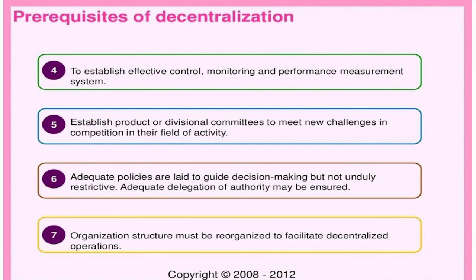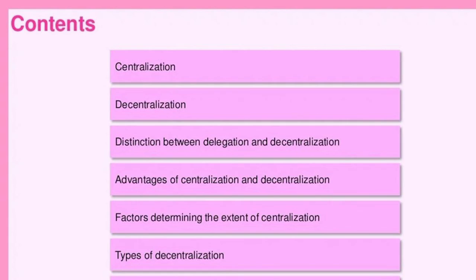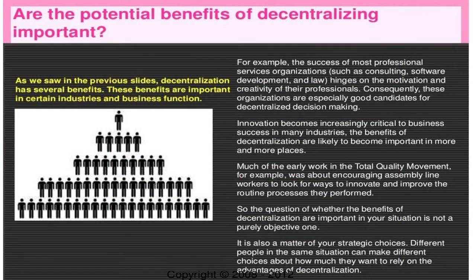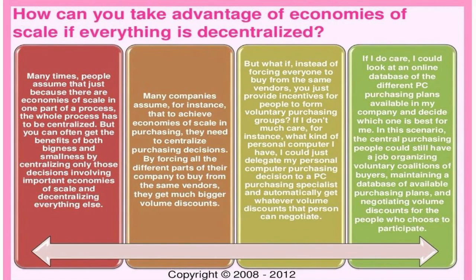Then the prerequisites: establish effective control, establish product or divisional committees, and adequate policies that are laid down to guide decision making. Structure must be reorganized to facilitate decentralized operations. This text you can go through. Here, can you compensate the potential cost of decentralization? How can you take advantage of economies of scale if everything is decentralized?